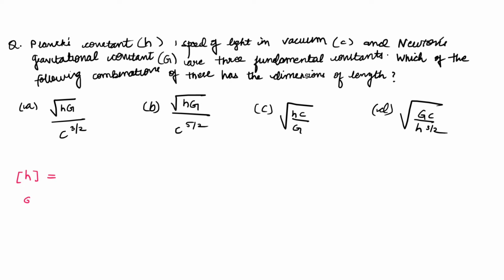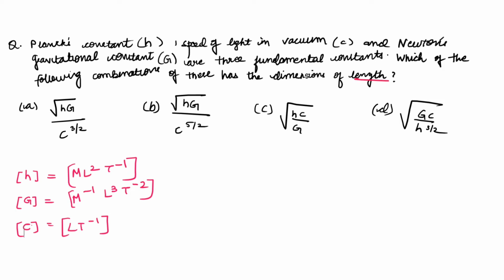This question is what I was talking about: Planck's constant, speed of light in vacuum, and Newton's gravitational constant. You should take these as the three fundamental constants, and you should express length taking these as the fundamental quantities. First step, write the dimensional formula of all these, and after that, what should you see? If you need to express this as length, you should see whether, if you multiply anything, the m term or the t term is getting cancelled or not. Simple.